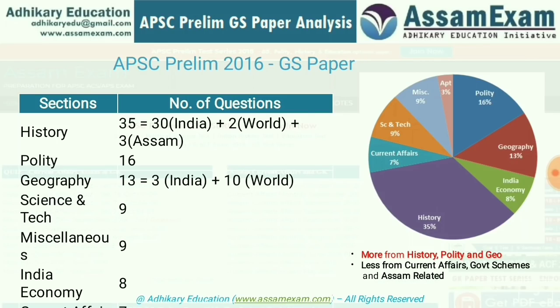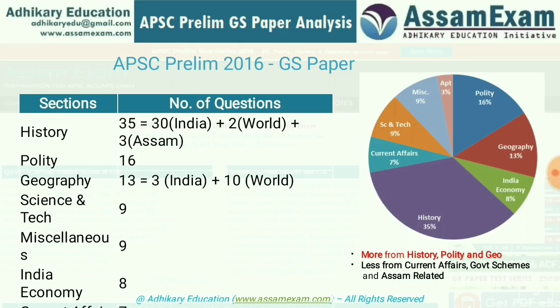Those who know history, who can answer history questions 100% correctly, can have half of the cutoff marks from history itself. You can see 30 questions from Indian history, 2 from world history and 3 from Assam history. This year Indian history had 30, so Assam history is less. It is always complementary, as we have seen earlier. If Assam history comes more, Indian history comes less, and if Indian history comes more, Assam history comes less.